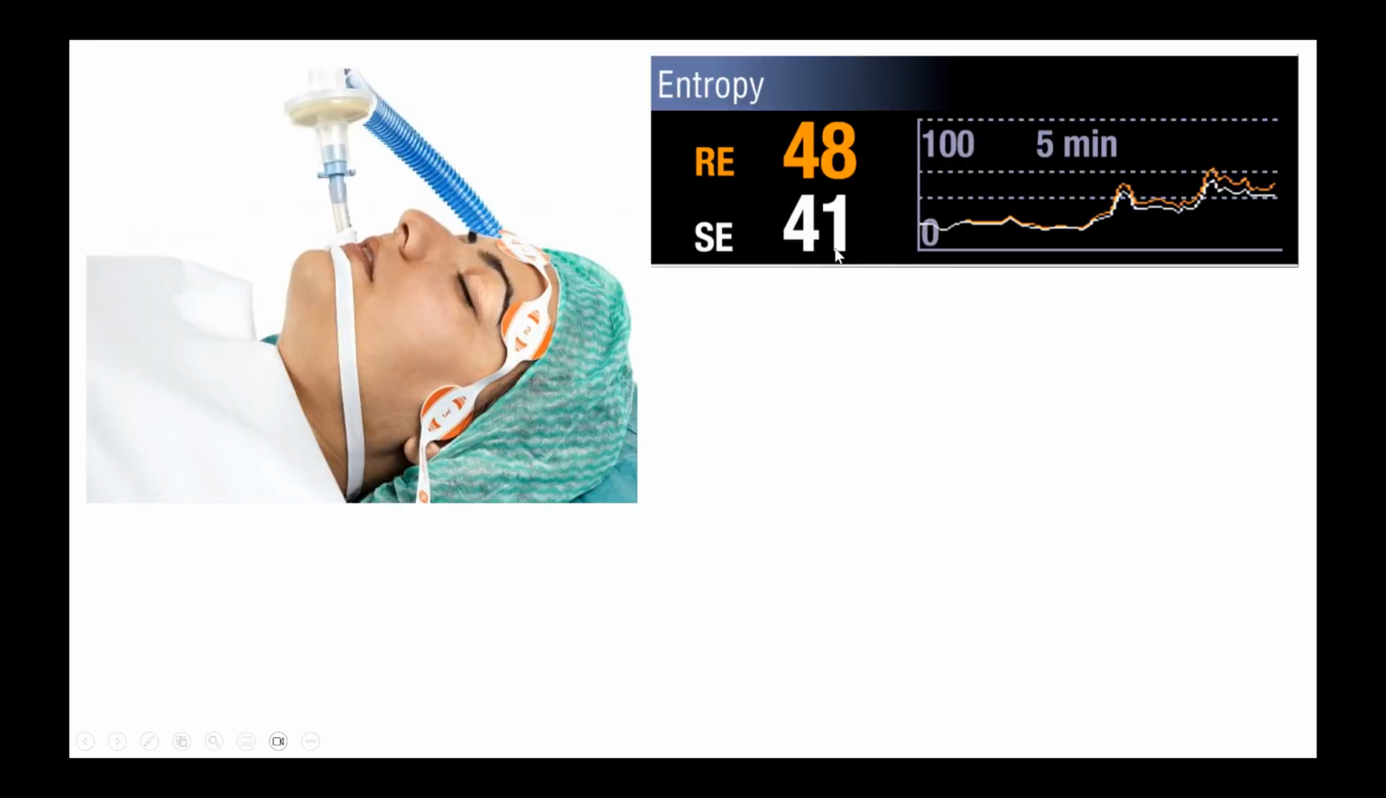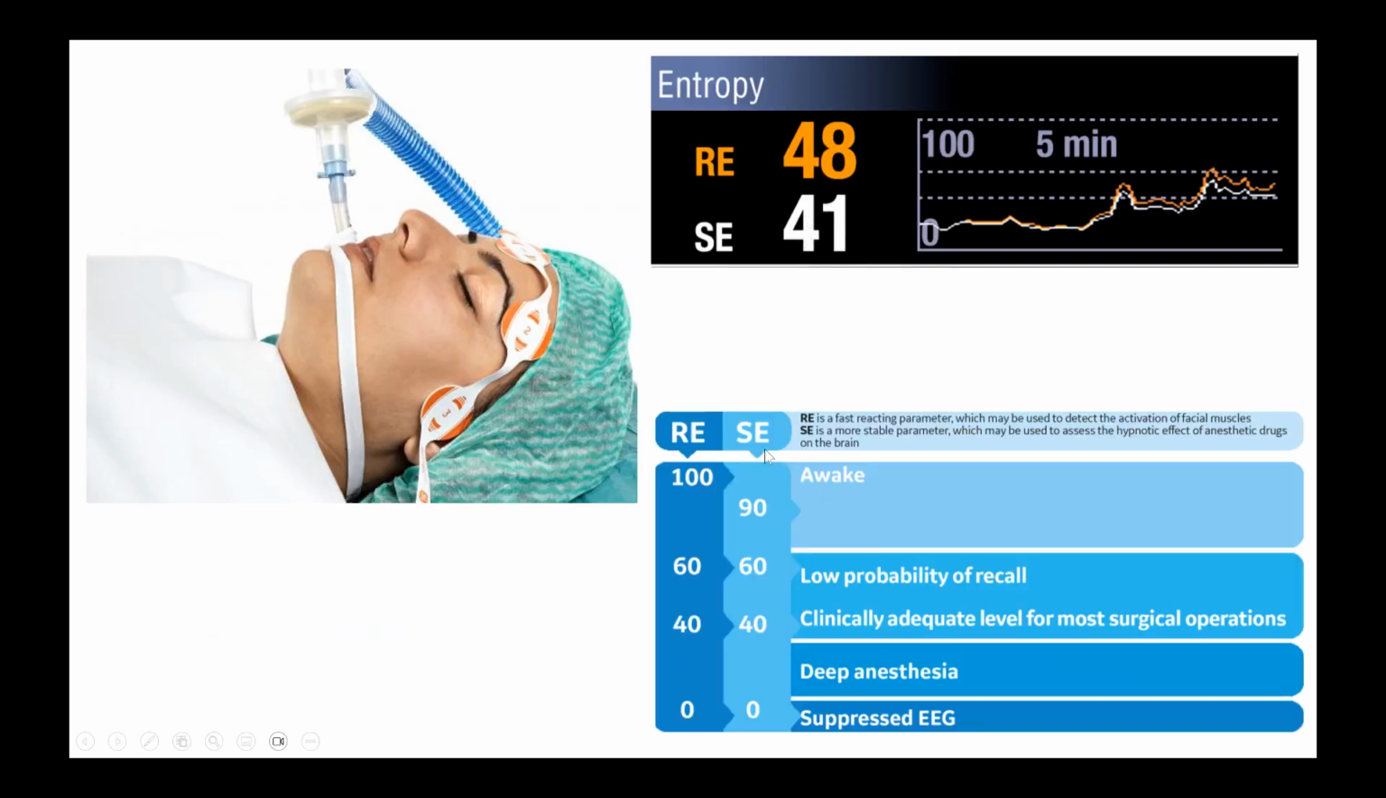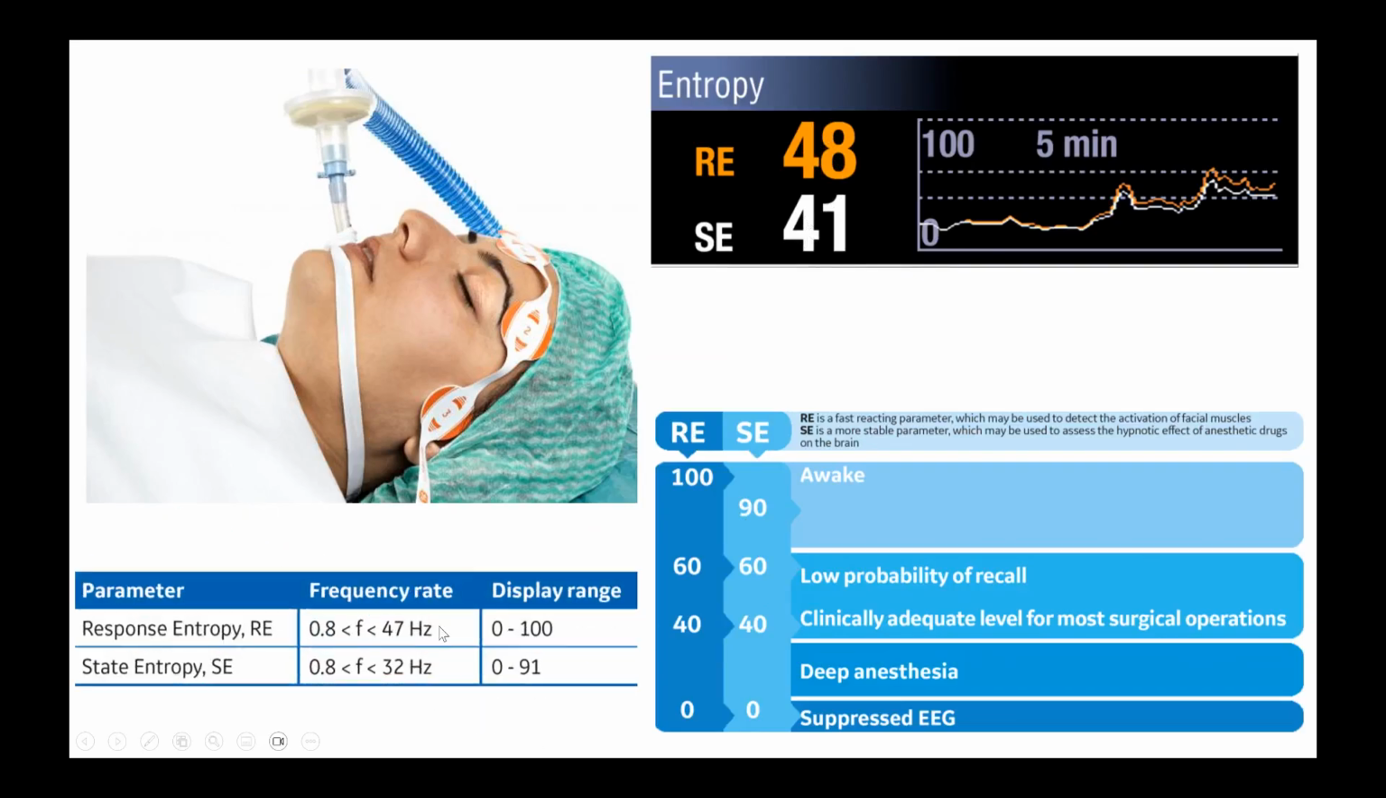And this is the entropy monitoring. Response entropy at 48 means patient is adequately anesthetized, and state entropy is 47 means patient is unlikely to be conscious, and the depth of anesthesia is very good during the surgery. And these are all the various responses. So the display will show you both response entropy and the state entropy in the entropy machine. And this is how the frequency rate happens.